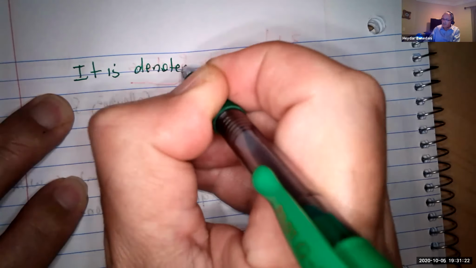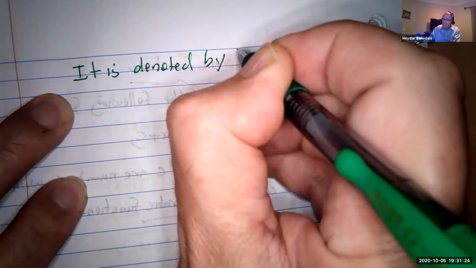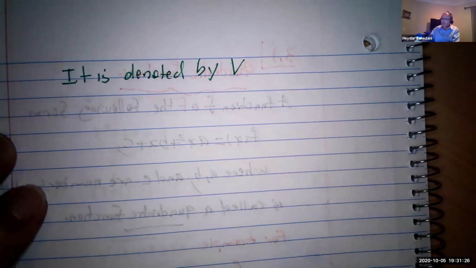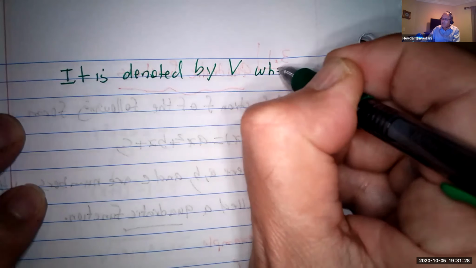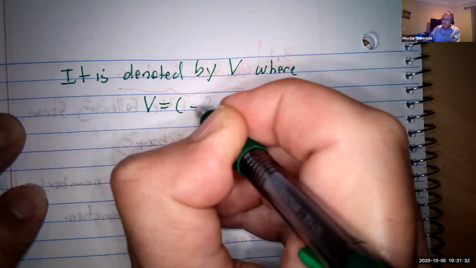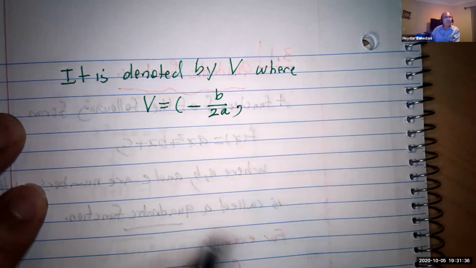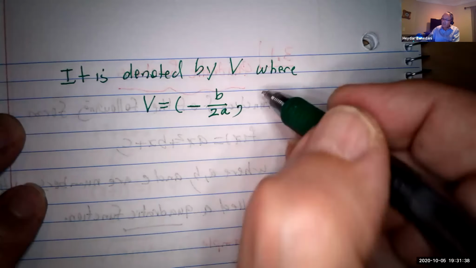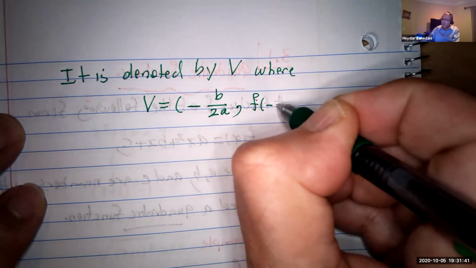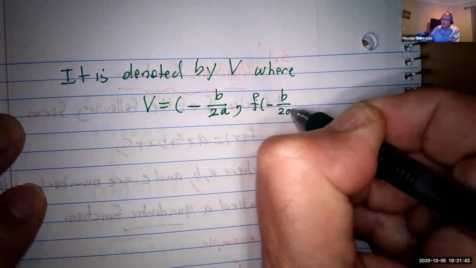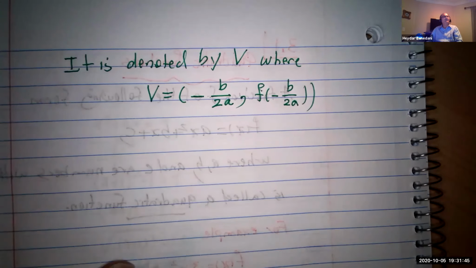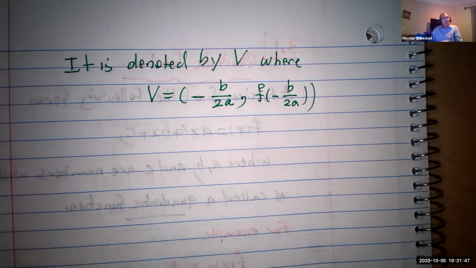It is denoted by V, where the coordinate of the V is equal to negative B over 2A. We're going to show you later why. This is the X coordinate, and the Y coordinate is F of negative B over 2A. So we get this number first, we drop it into the function.